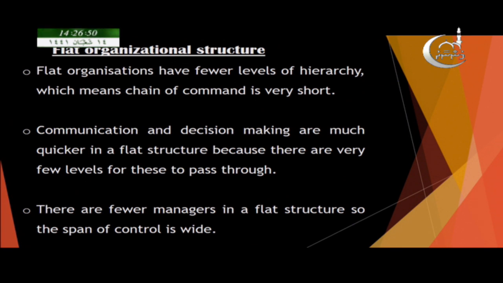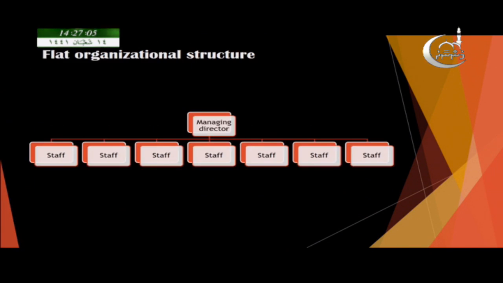Then there are fewer managers in a flat structure, so the span of control is wide. Few managers means under one manager there will be a lot of workers, a lot of employees working under that particular manager. So this is an example of a flat organizational structure. Under the managing director there are a lot of staff, isn't it? So we call it wide span of control.